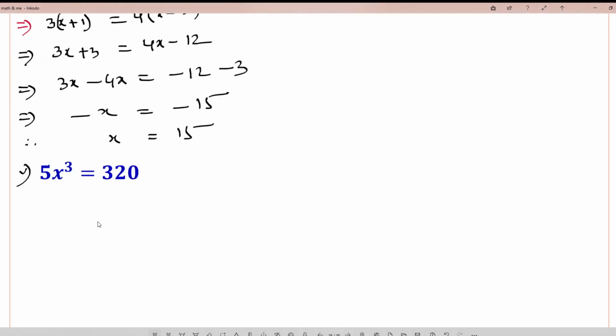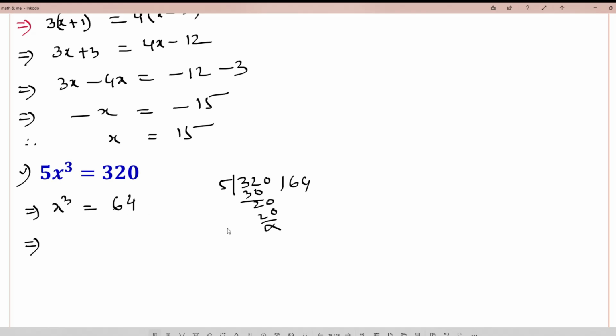Now look, this is the easiest one among these maths. Here is 5x cubed equals 320. So look, if we divide both sides by 5, here is x cubed and here is what? 320 divided by 5: 5 times 6 is 30, 2 0 4, it means 64. So here is x cubed and here is 64.